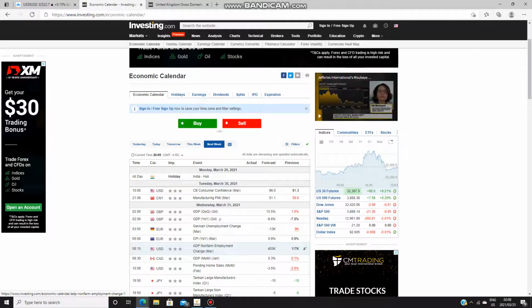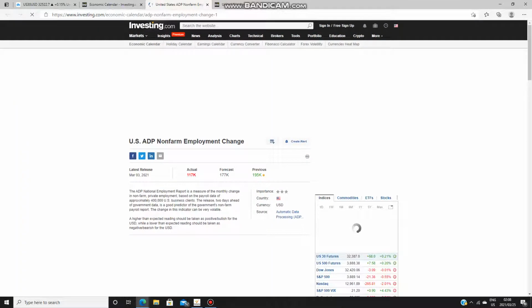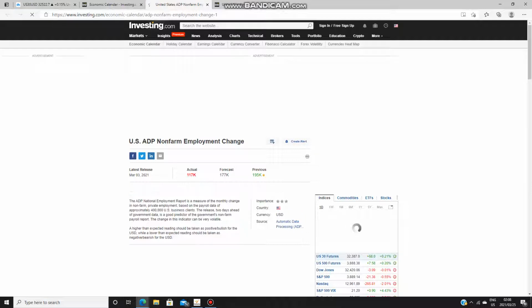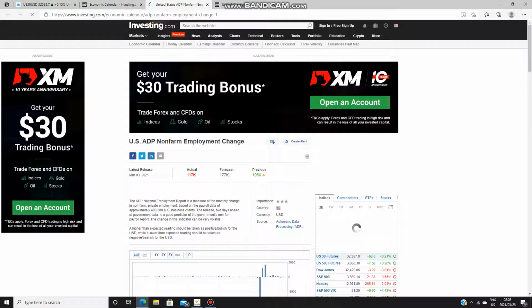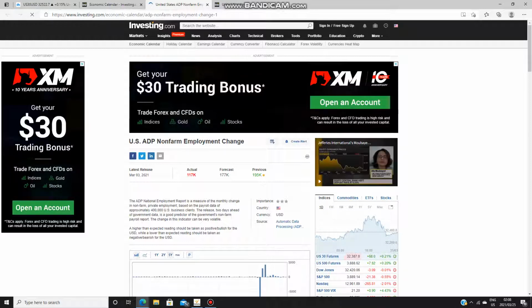Okay, we can say at quarter past 8, USD ADP non-farm employment change. See, did a sell also. So here, guys, it's vice versa. You can see our actual is 117,000, and then our forecast is 177,000. So to move from 117 to get to 177, what did you do? You had to add, right? So when you add in the forex term, you buy.